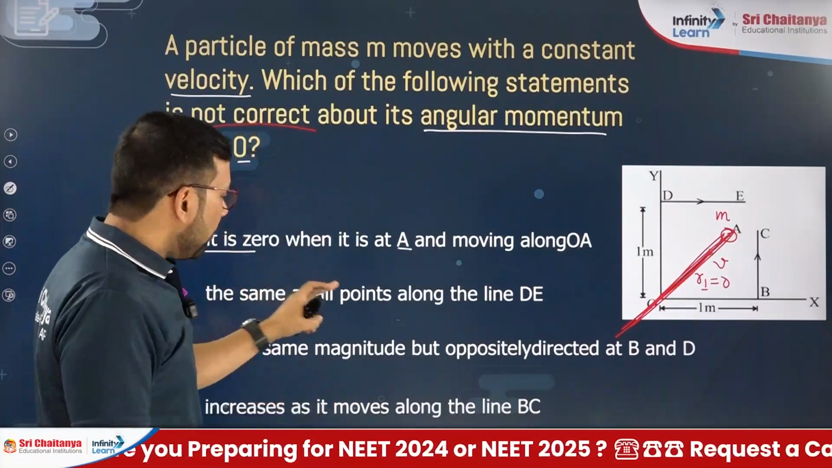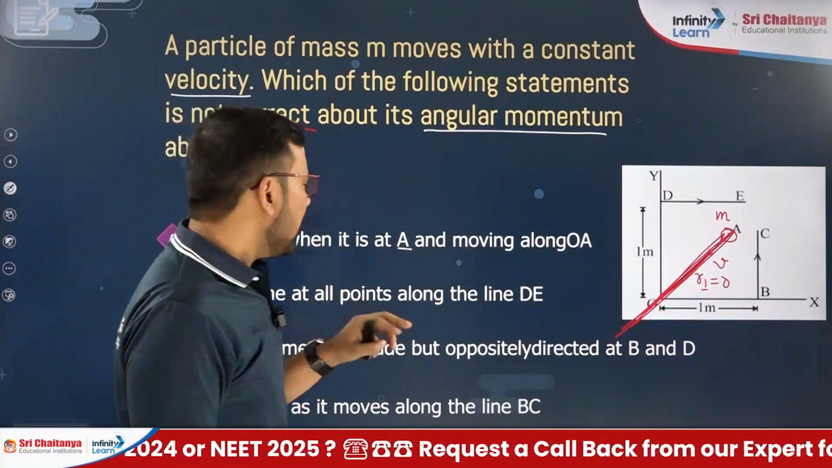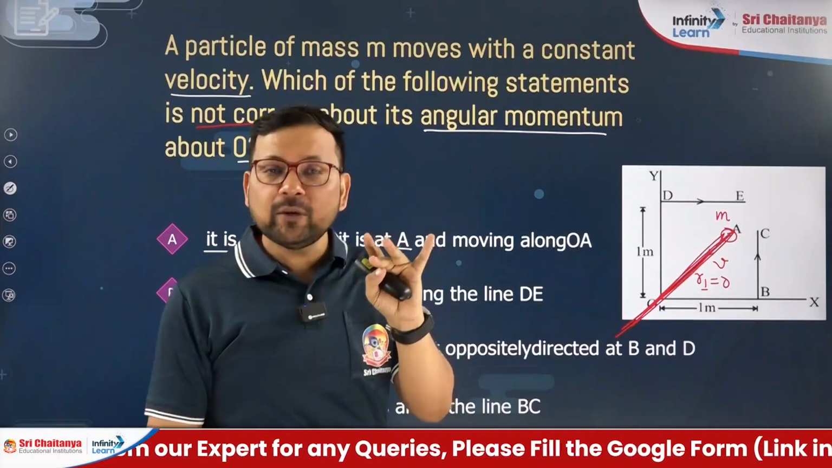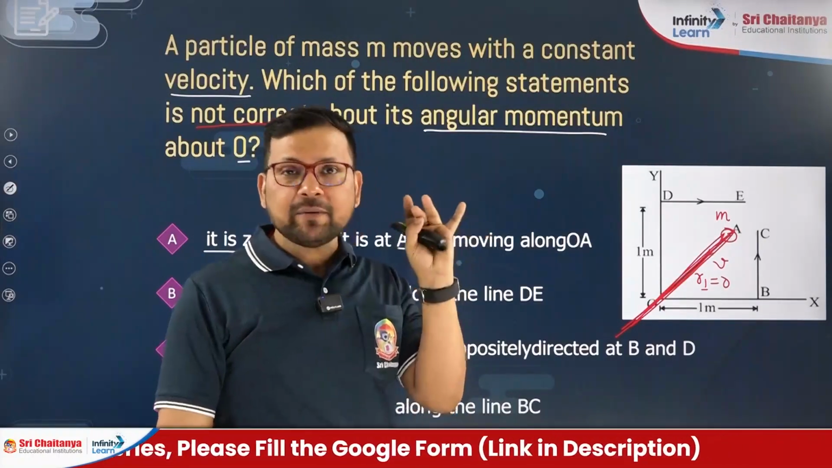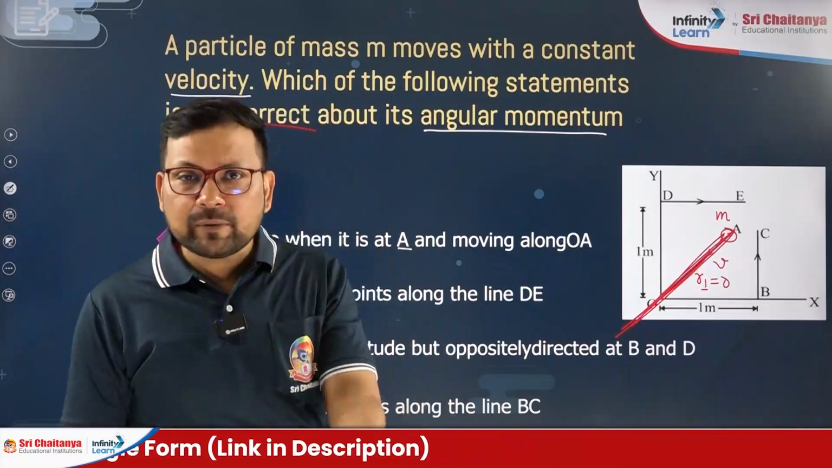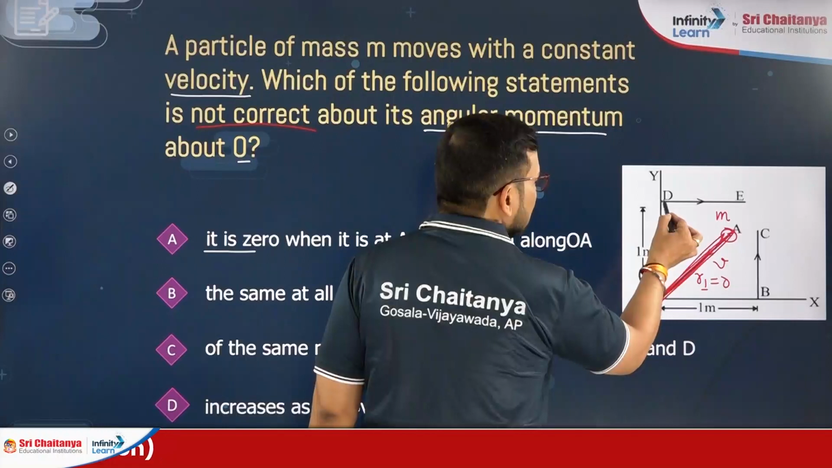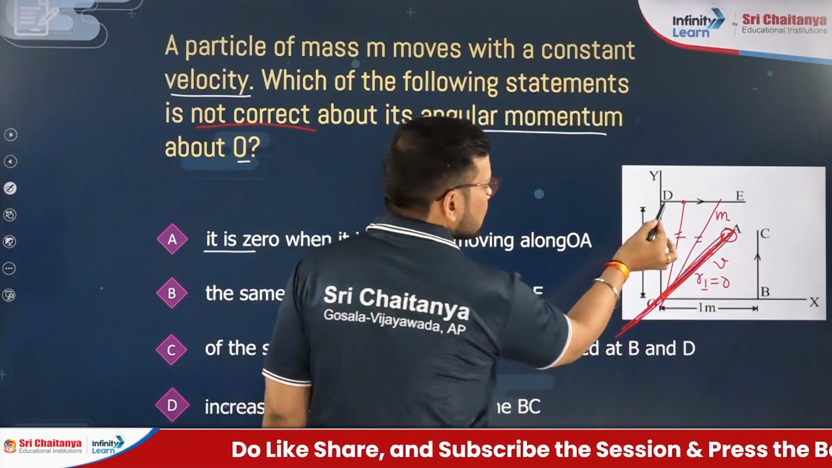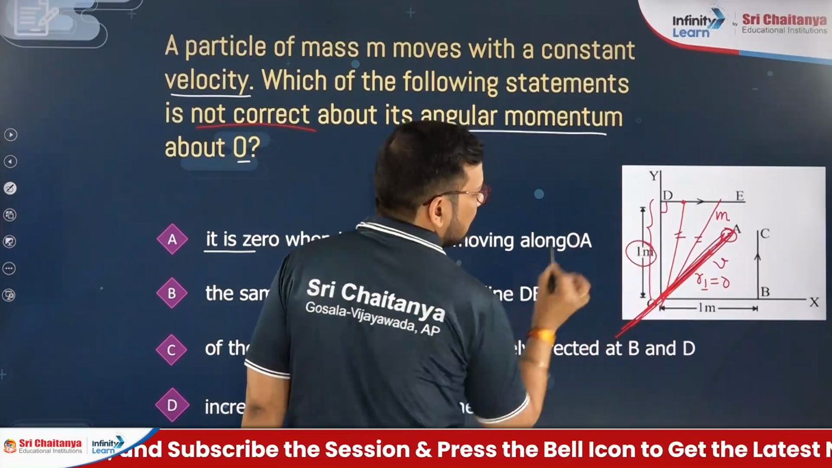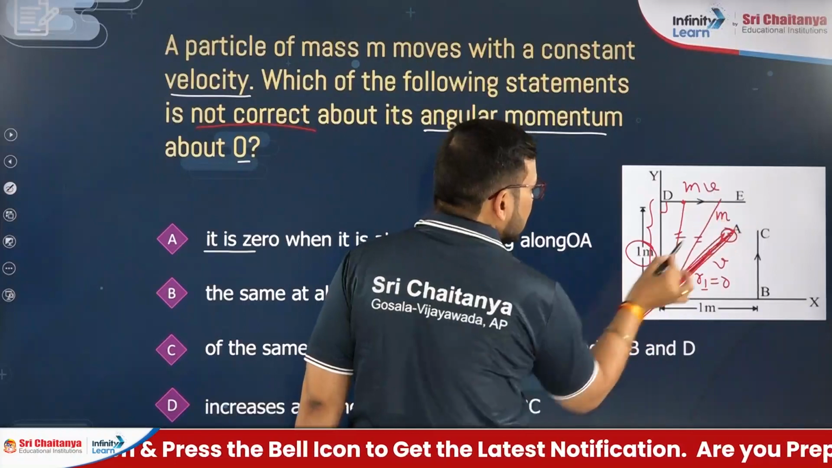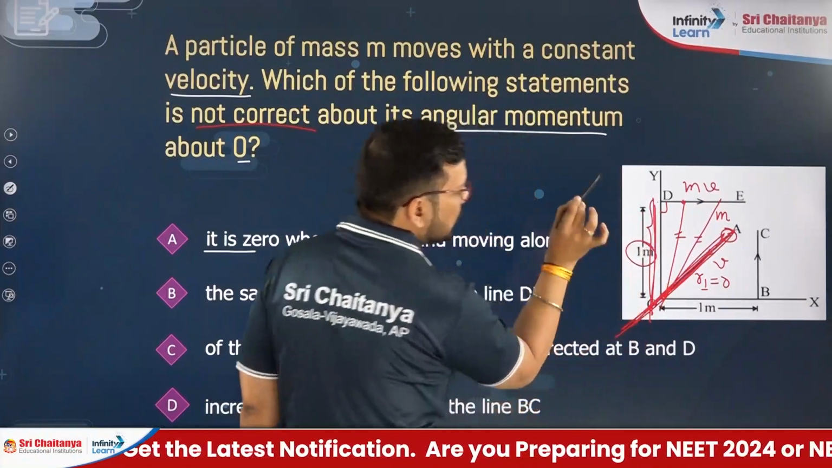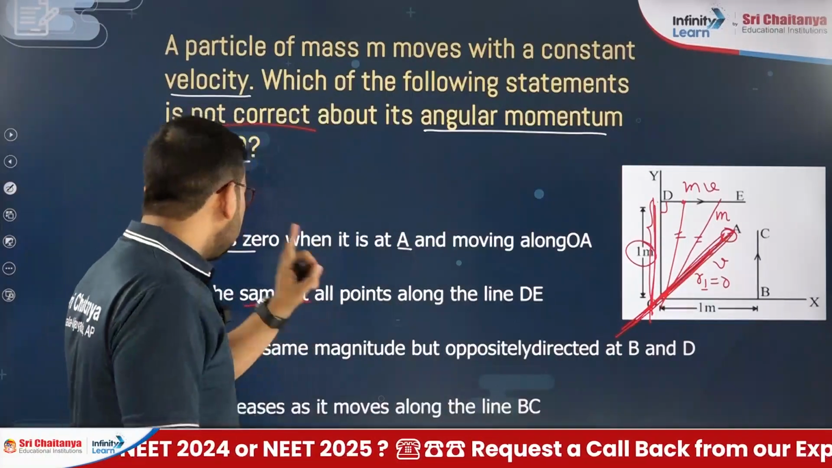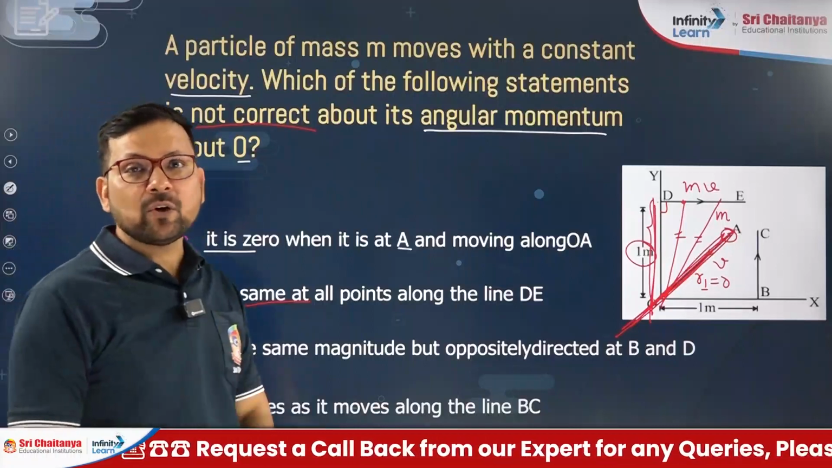Second one, same at all points along the line DE. What will decide whether it is same or not? M, V, R perpendicular. M is same, V is same, R perpendicular is also same, then it will be same. So in the line DE, at every point distance will change, but I am not interested in distance. What we are interested in is the perpendicular distance, that is 1 meter. So MV is not changing, as well as D to E perpendicular distance is also not changing. So it will have the same value everywhere, and the option is also saying the same. It means it is not incorrect here also.